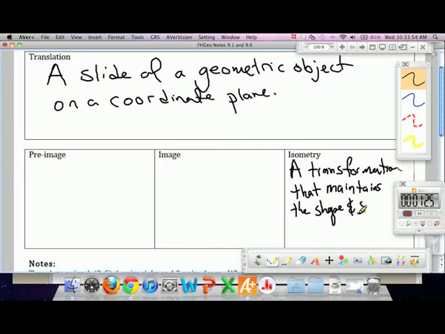and size. Correct. What's nice is that all translations, as defined here, must be isometries. So if you can show that what you've done to an object is simply a translation, then it also must be an isometry. It maintains its size and shape. That's all you've done is a translation.